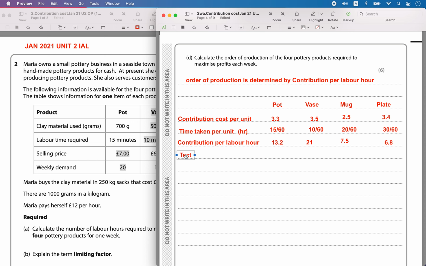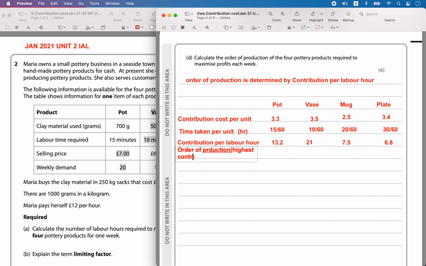Now let's determine the order of production. In what order should production be undertaken so that you have the profit? Because the constraint is labor hours, you divide by the labor hour and find the one with the highest contribution. The one with the highest contribution will have the priority.